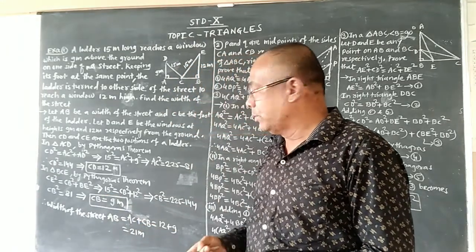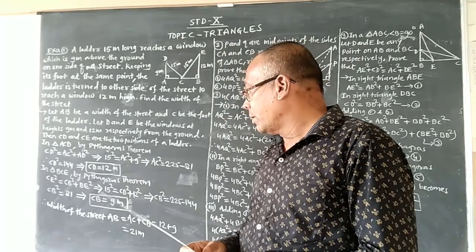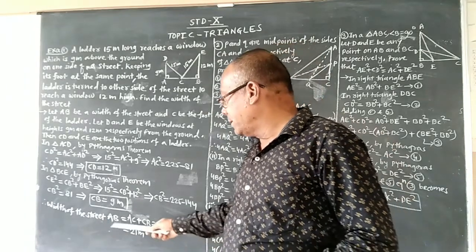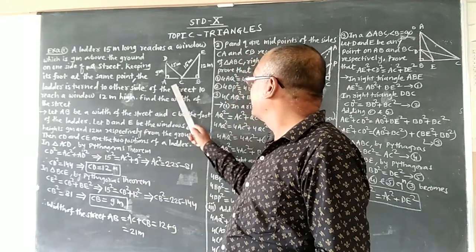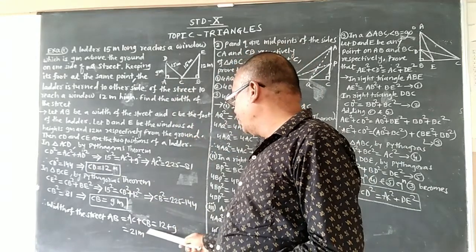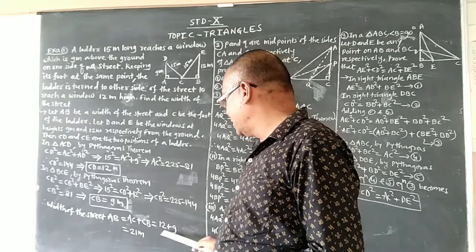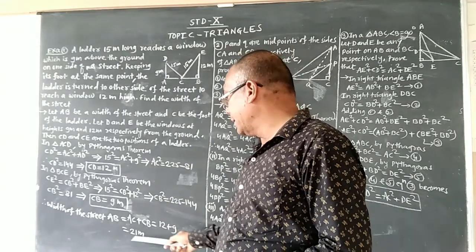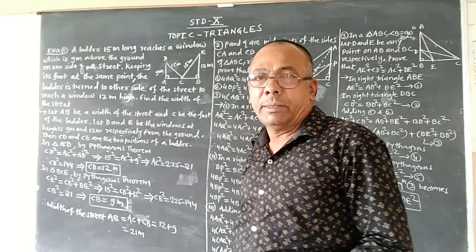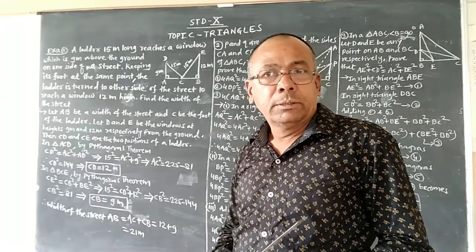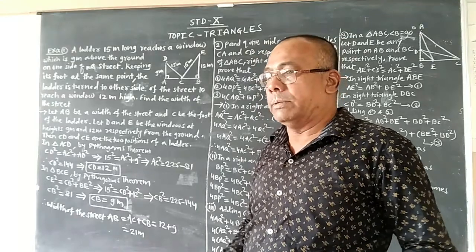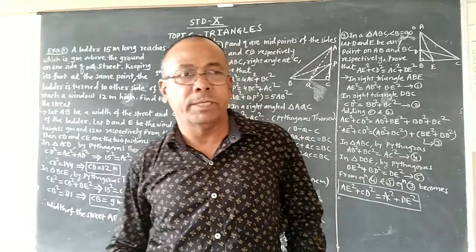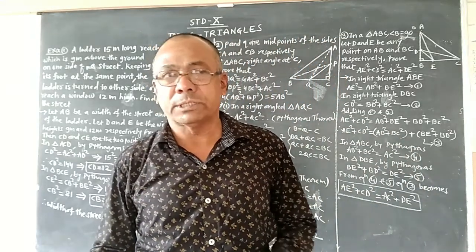And now to find the width of the street, that is AB equal to AC plus CB. We know that AC is 12 and CB is 9. So 12 plus 9 is equal to 21 meters, and that is the width of the street. So by applying the Pythagoras theorem, we have solved the first example.